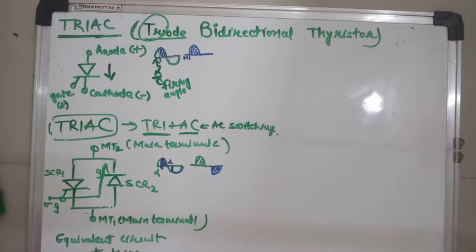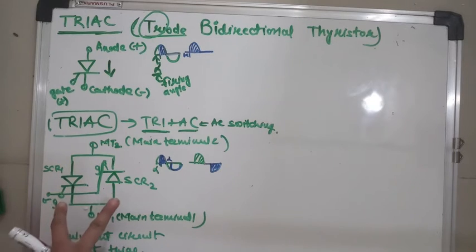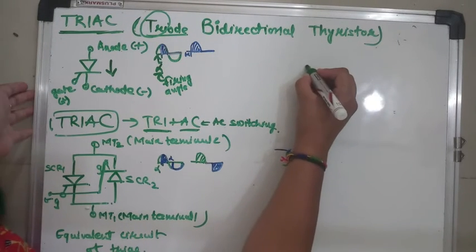Before studying the structure of a triac, you should know the structure of an SCR. What is the structure of an SCR? As we know, an SCR has four alternate layers, P-N-P-N. So see here, two SCRs are connected anti-parallel. So what will be our structure?